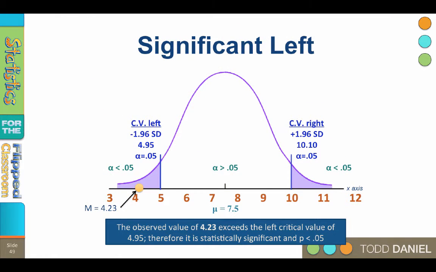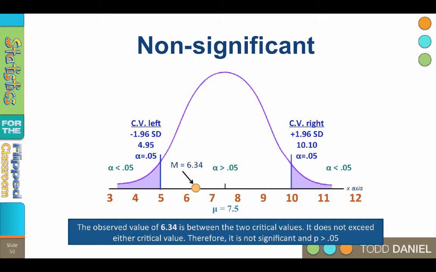Well, let's say that we studied another country, and we found that the average weight of the babies born in that country was 4.23 pounds. The observed value of 4.23 exceeds the left critical value of 4.95. Therefore, it is statistically significant, and the probability of randomly selecting a sample with this mean by chance is less than 0.05.